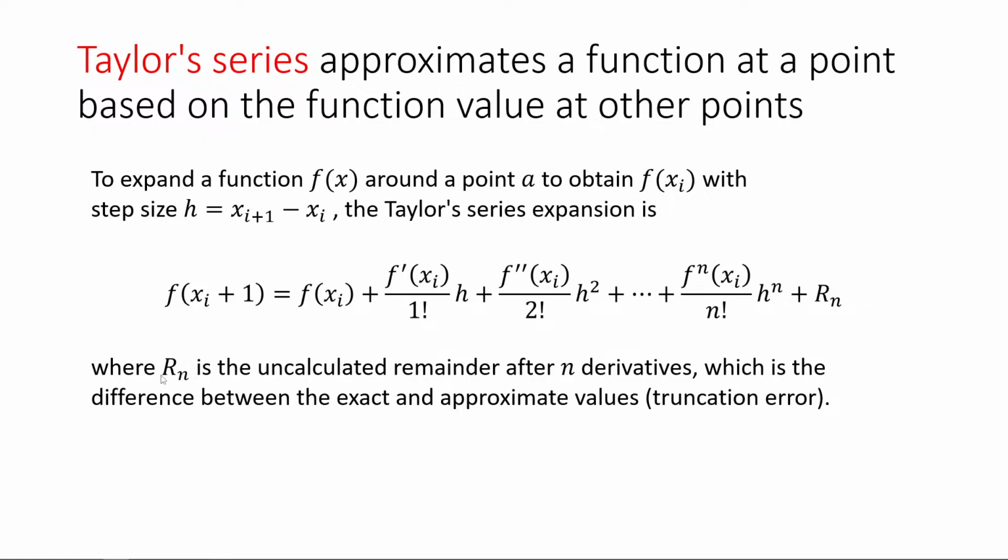Where R is the uncalculated remainder after n derivatives, which is the difference between the exact and approximate value, the truncation error. So if my number of series terms is equal to the order of my function, I will not have a truncation error.